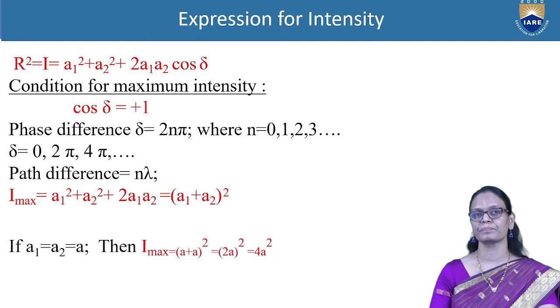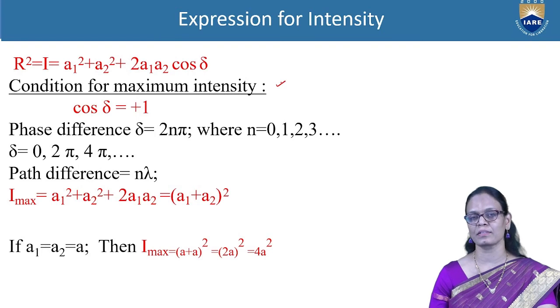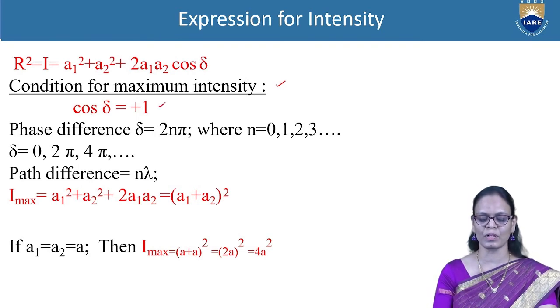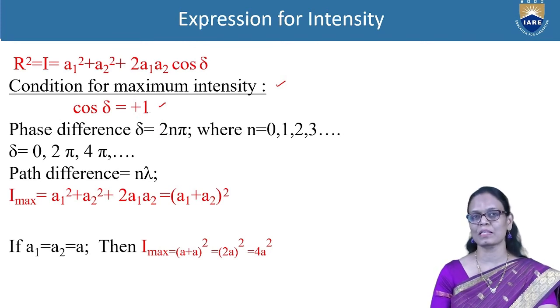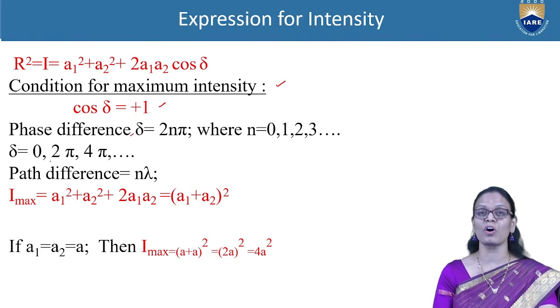Let us now put the conditions. So what is the condition for maximum intensity? The condition for maximum intensity is cos delta should be equal to plus 1. So let us understand how cos delta will be plus 1. Suppose the phase difference delta is equal to 2n pi. If n is equal to 0, delta is equal to 0, means there is no path difference. If n is equal to 1, that means there is a difference of 2 pi. And for all these values, that is delta is equal to 0, 2 pi, 4 pi and so on, the path difference will be n lambda. So whenever there is a phase difference of 2 pi, there is a path difference of lambda. So for all this, the path difference is n lambda. So how do we write the intensity now?